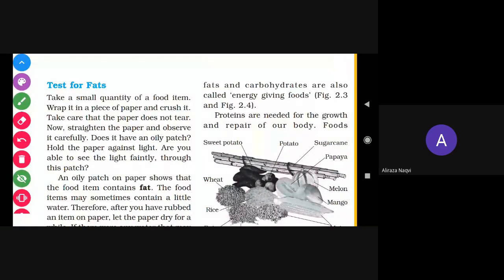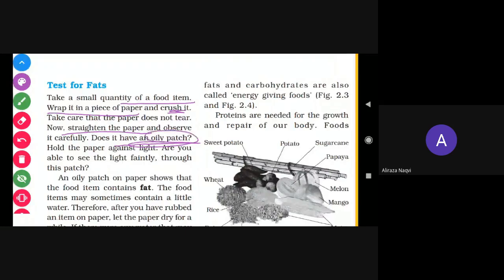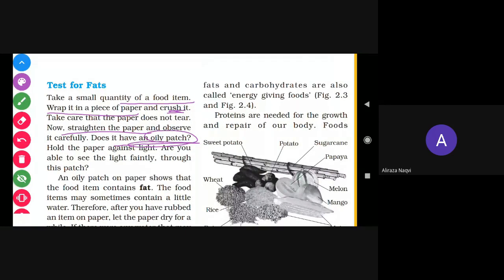What you have to do is take your food item, wrap it in a piece of paper, then crush it, then straighten the paper, and if your paper has an oily patch on it, you will know that your food contains fat. Oil is fat only, a type of fat. Okay? Is it clear?